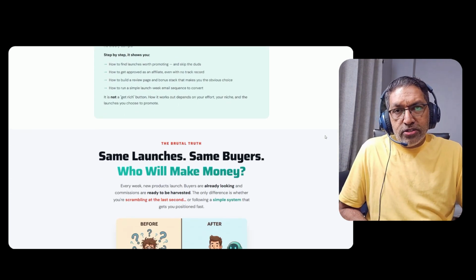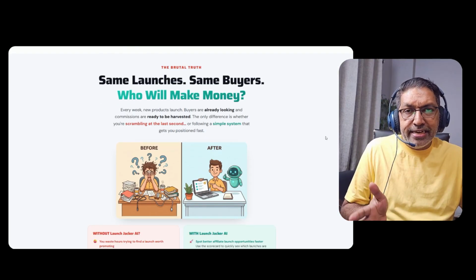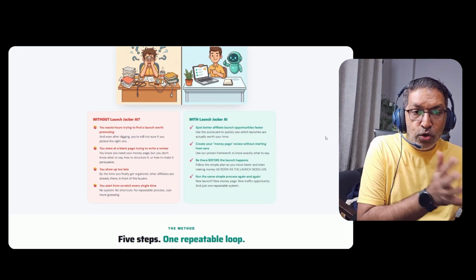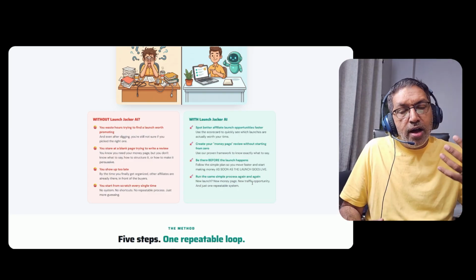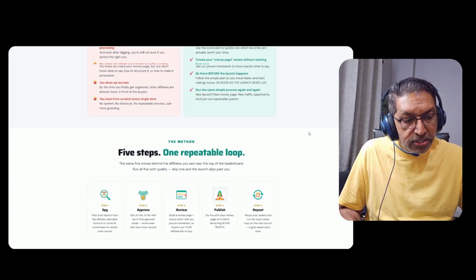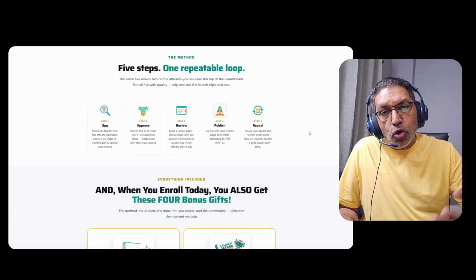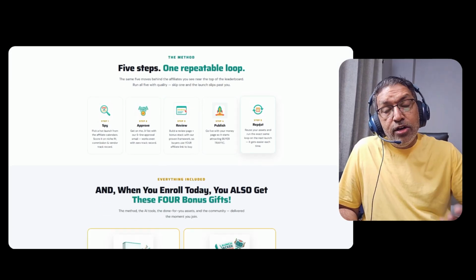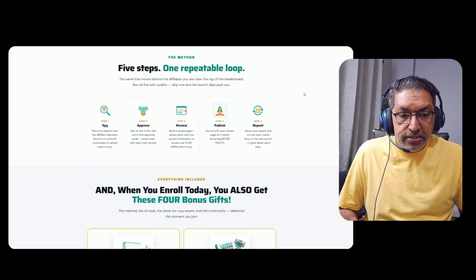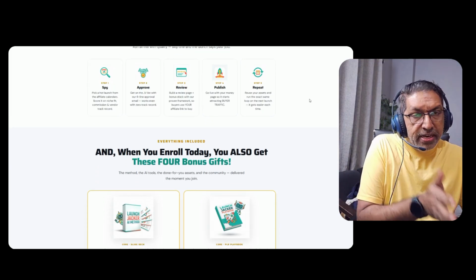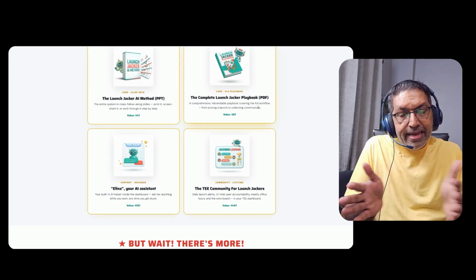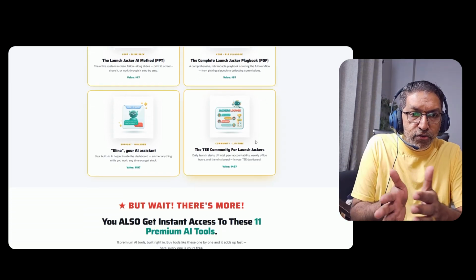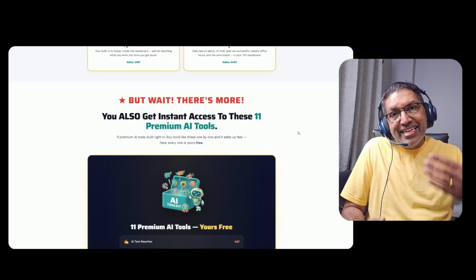So what is Launchjacker? Like I said, Launchjacker AI is a 7-day course. It has about 9 modules. It teaches you how to earn affiliate commissions by using the power of launch stacking, by riding on other people's product launches. Now, the idea is pretty straightforward. When a vendor launches a new product on maybe Warrior Plus or JVZoo, there is a window. It is usually about 5 to 10 days when the buyer intent is at its peak.